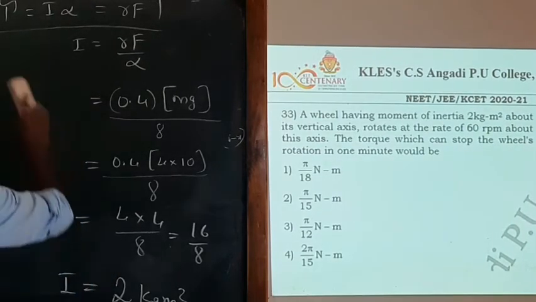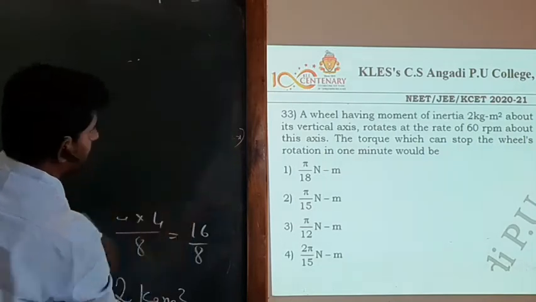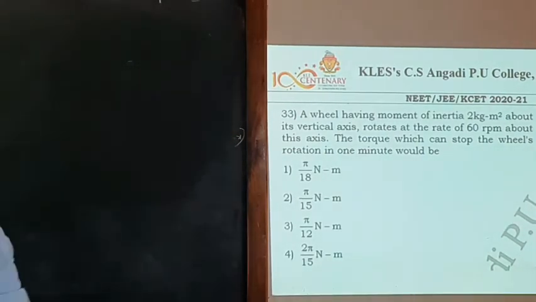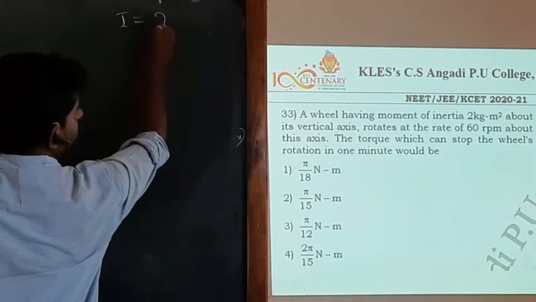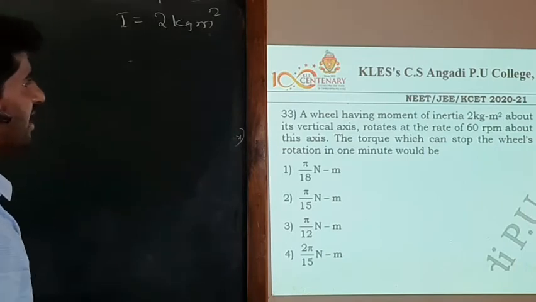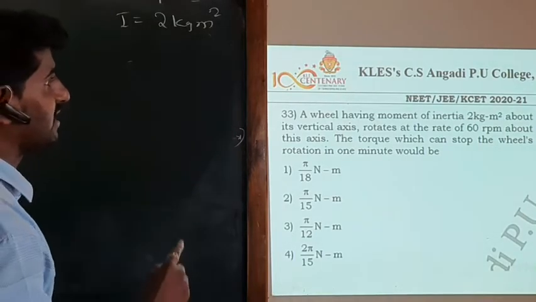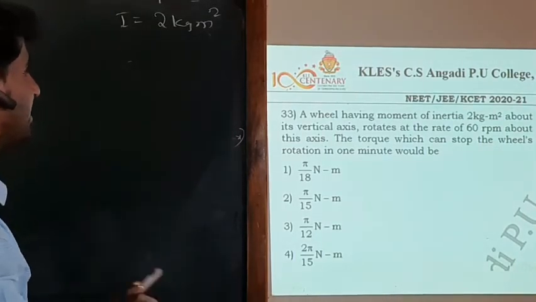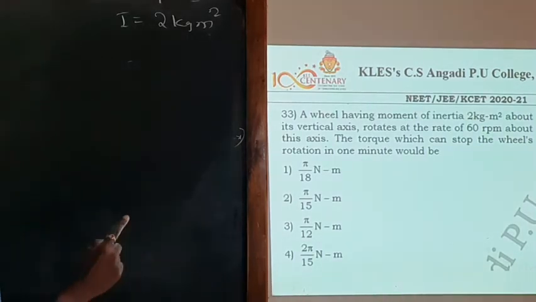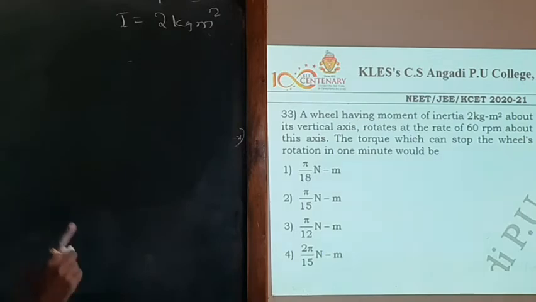Next one. Question number 33. A wheel having moment of inertia I value, this is 2 kg meter square, about its vertical axis, rotates at a rate of 60 rotations per minute about this axis. The torque which can stop the wheel's rotation in 1 minute would be.